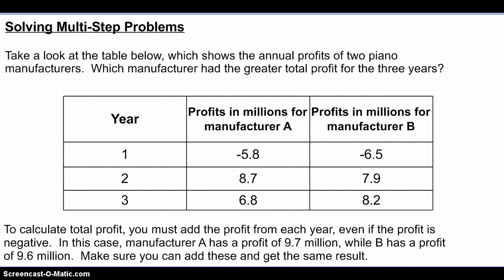When I added those together, I got that manufacturer A has a profit of $9.7 million, while B had a profit of $9.6 million. That means that manufacturer A is the more profitable company. It made more money, even though they both lost money the first year. And if you take a look at it, you can see that A actually lost less money because the absolute value in year 1 of negative 5.8 is less than the absolute value of manufacturer B in year 1 of 6.5. So you can analyze it a lot of different ways, but the easiest way is to just go straight down the column, add the total, and see which one has the greater number.